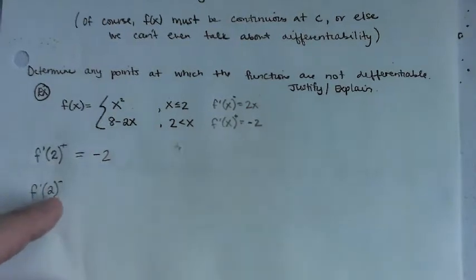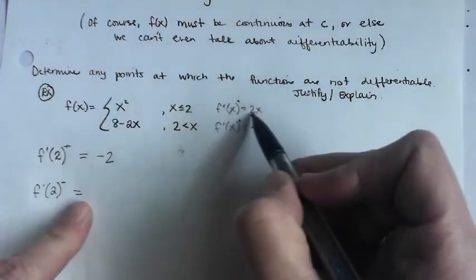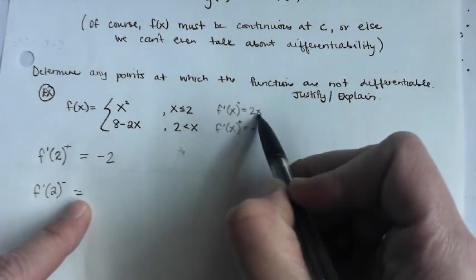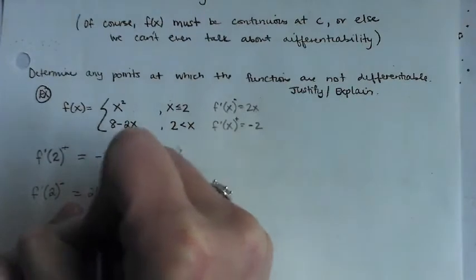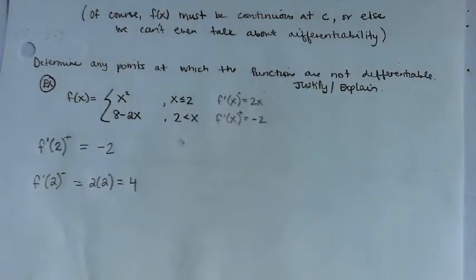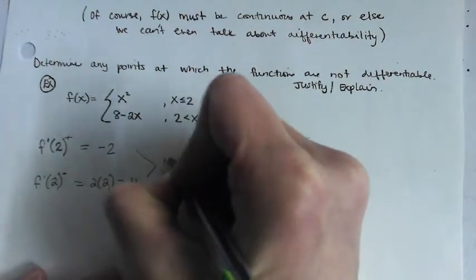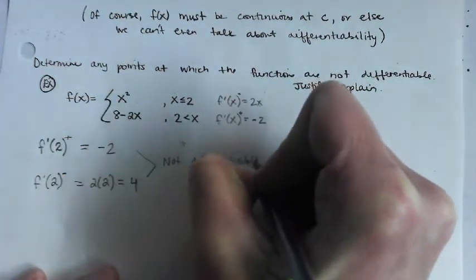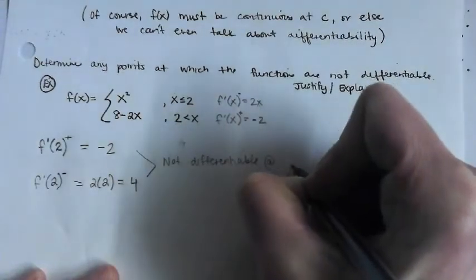So the derivative at 2, if you're coming from the right, is just negative 2. Your derivative at 2, if you're coming from the left, you would actually have to plug into this equation, which would be 2 times 2, which would be 4. So they do not match, and therefore this is not differentiable at x equals 2.